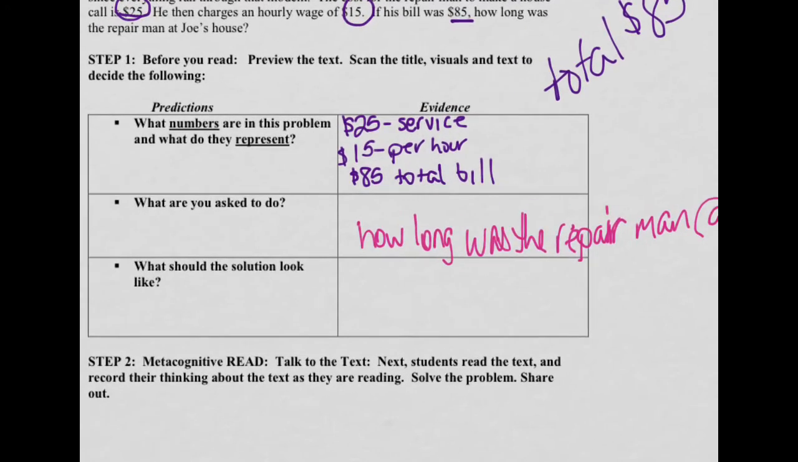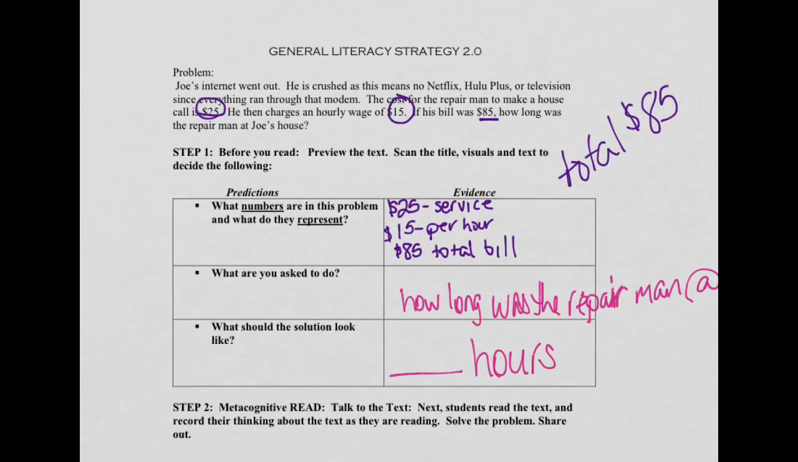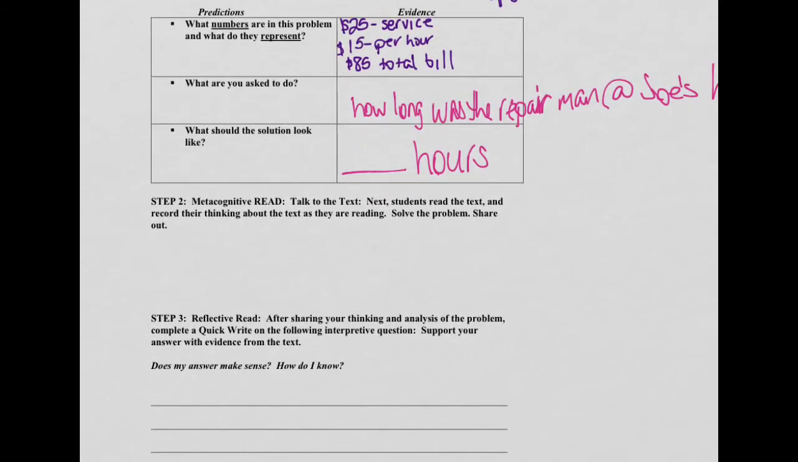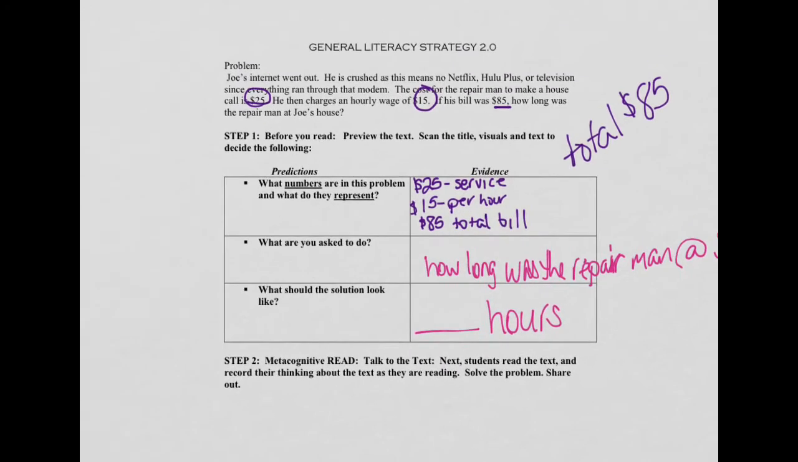What should the solution look like? Well, I'm going to have a number, and it's going to be measured in terms of hours. I know it will be hours because it talks up here about the hourly wage of the repairman. Okay, let's look at step 2. It says metacognitive read. Oh, so it wants me to talk to the text. So we're going to read again.